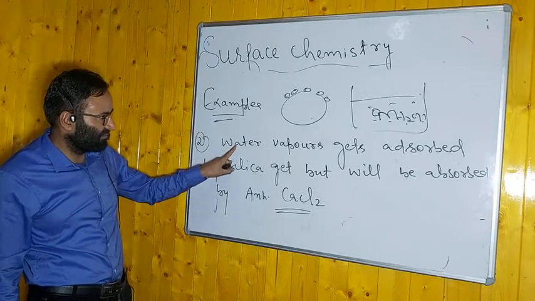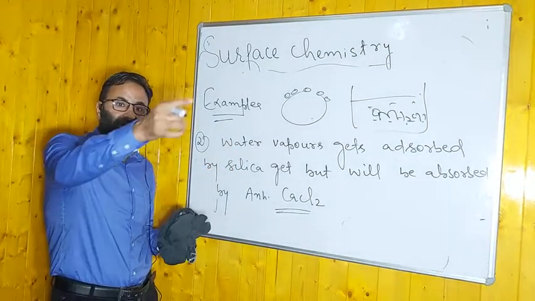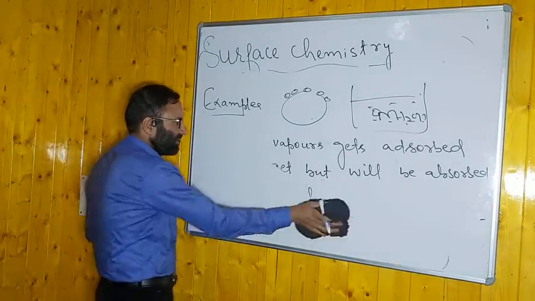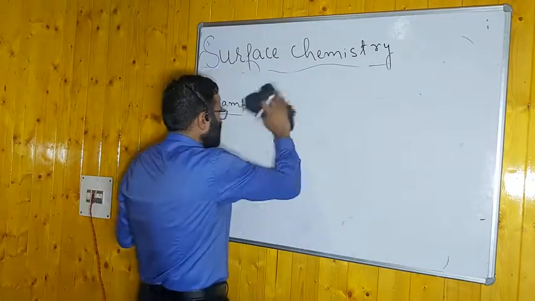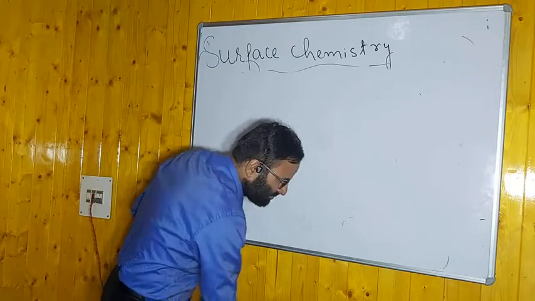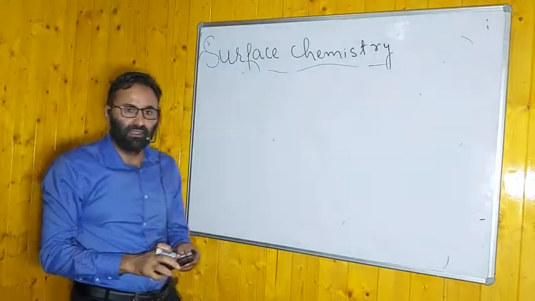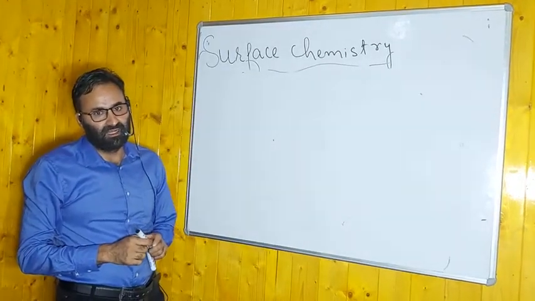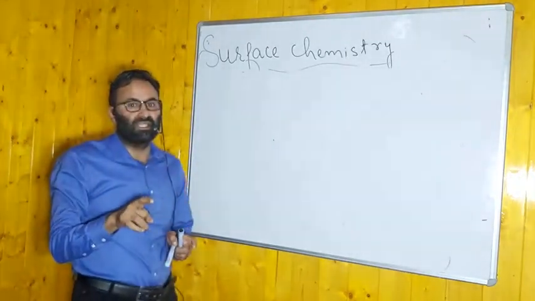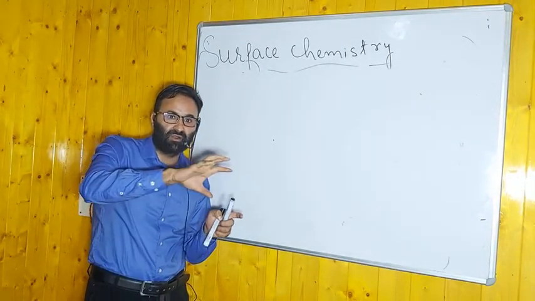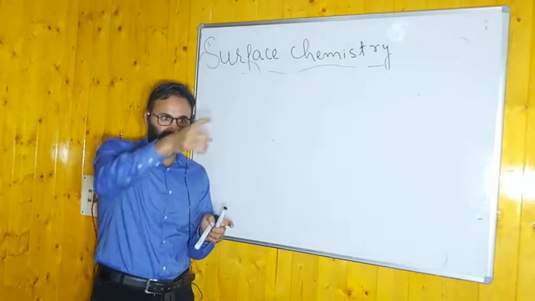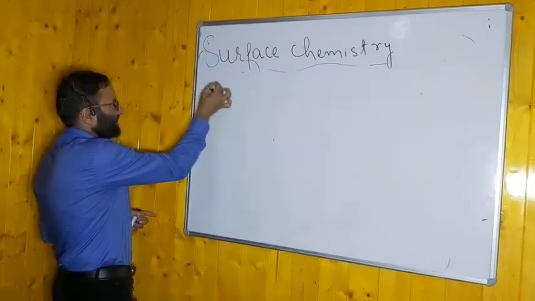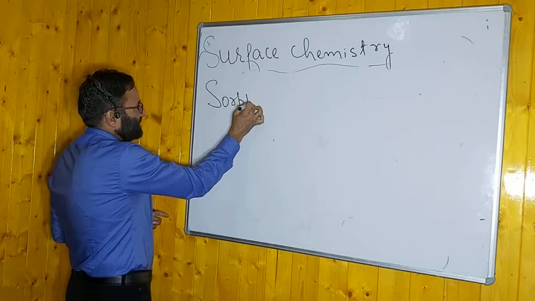But if water vapors come in contact with silica gel, at that time, there will be adsorption. They will remain on the surface. When molecules remain on the surface, it is adsorption. But when they enter into the bulk, it will be absorption. It was a simple difference between adsorption and absorption. And when both processes take place, when adsorption is followed by absorption, first there will be adsorption, then the molecules will enter into the bulk. At that time, it is known as sorption.